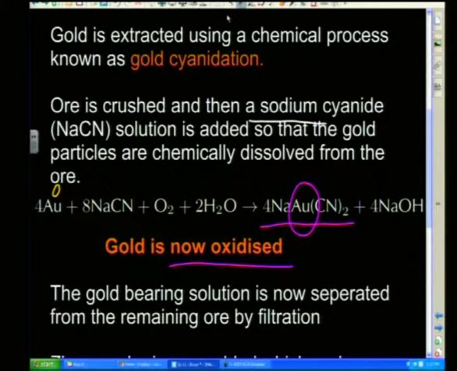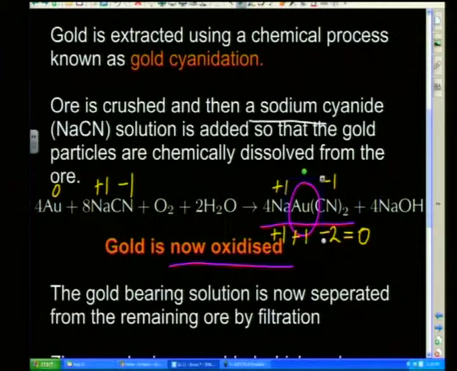If we come across here and look at sodium cyanide, sodium is always +1. Therefore, the cyanide portion is going to be -1. So sodium is +1, cyanide is -1. There are two of them, so it's -2. There's one sodium, so it's +1. We must remember that the total oxidation number must add up to 0. And therefore, we can see that we have got, must be +1.